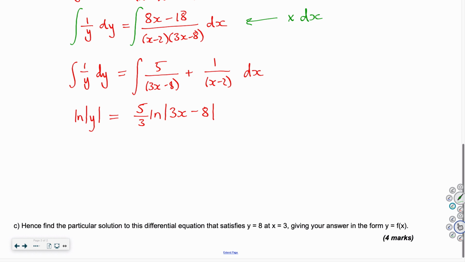And doing the same thing for here, we're going to get 1 lots of the natural log of x minus 2 divided by 1, which is just the natural log of the modulus of x minus 2. And we've integrated, so don't forget plus c. And it doesn't ask to give that in a form, so that's just a general solution. So that is our final answer.